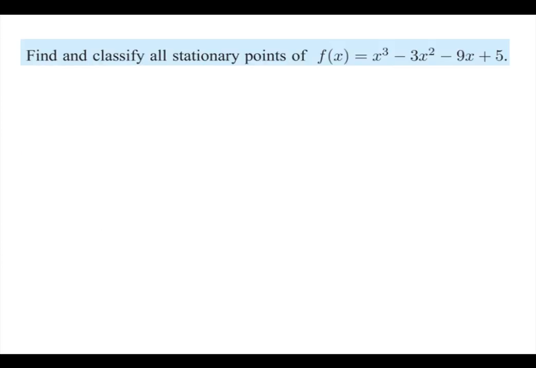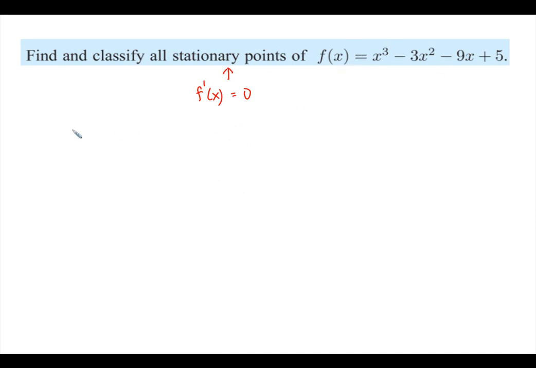Okay, so let's take a look at this example here. They want us to find and classify all stationary points for this function. First of all, remember, stationary points are any points where the derivative is equal to 0. Stationary points could be a local maximum, a local minimum, or a stationary inflection point. So the first thing we need to do is find the derivative of this.